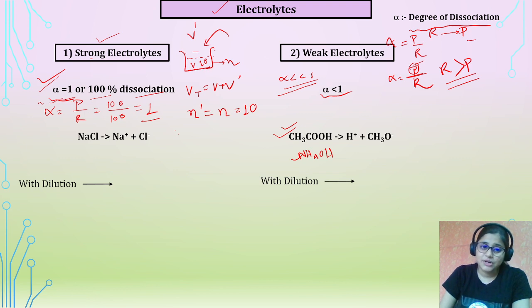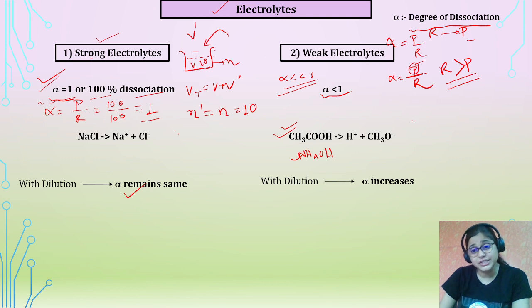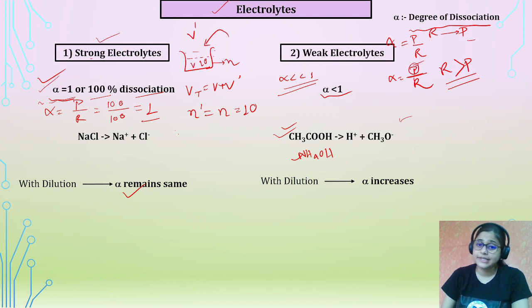Okay, so that is the thing. With dilution, alpha remains the same for strong electrolytes, but for weak electrolytes, what will happen? For weak electrolytes, the alpha value increases. Alpha, the dissociation, increases. So when we add a volume of water, the alpha value will increase. That means the dissociation will increase.